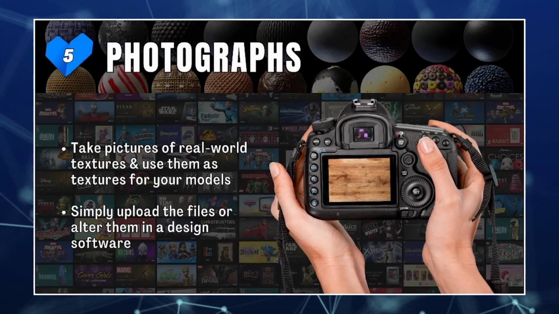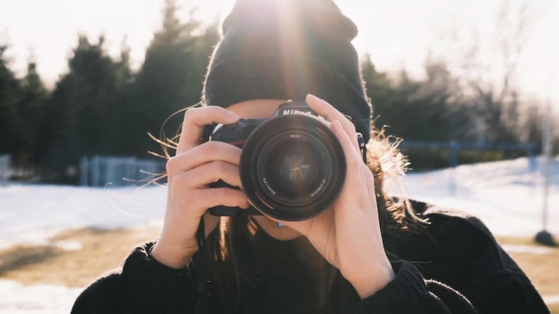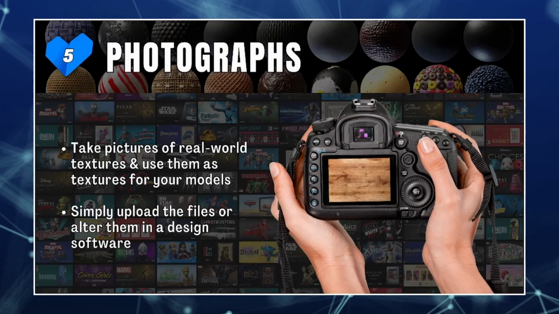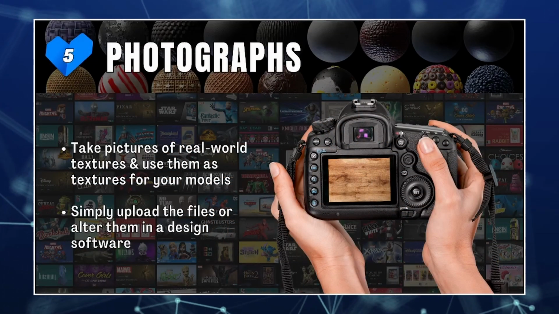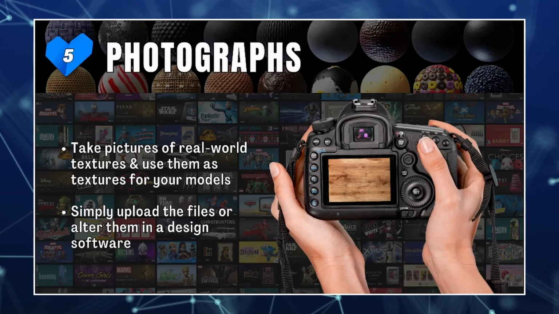Now, number 5 on the list is going to be taking photographs yourself. So you can take pictures of real world textures and then use them as textures for your own models. So in similar ways to points already discussed, just simply upload the files, or you can alter them in a design software like Canva or Photoshop.